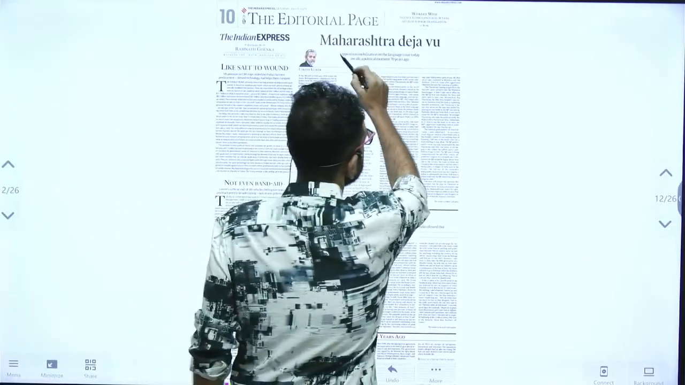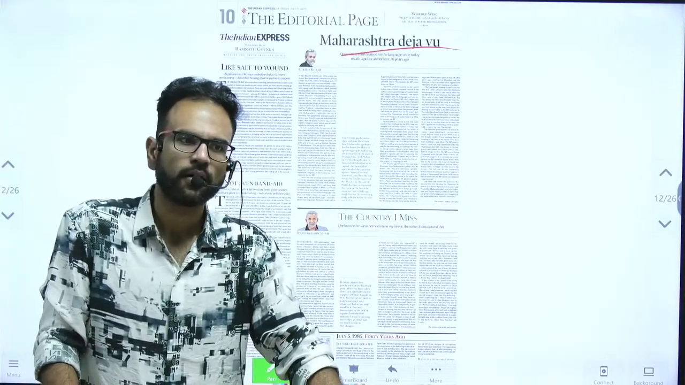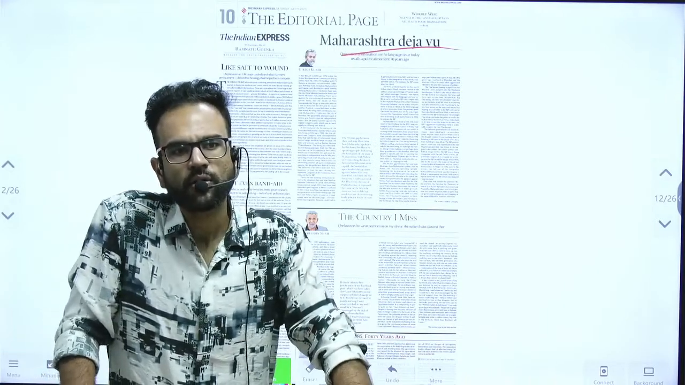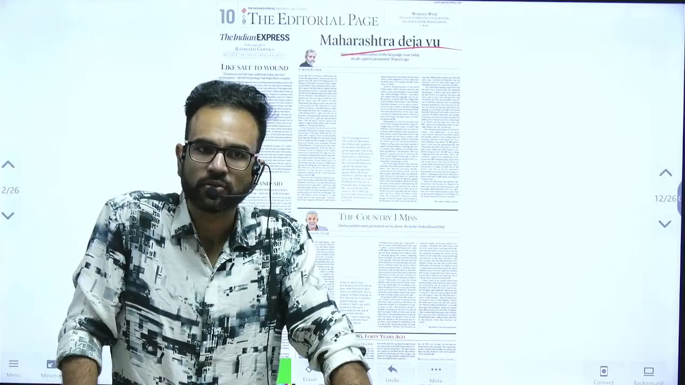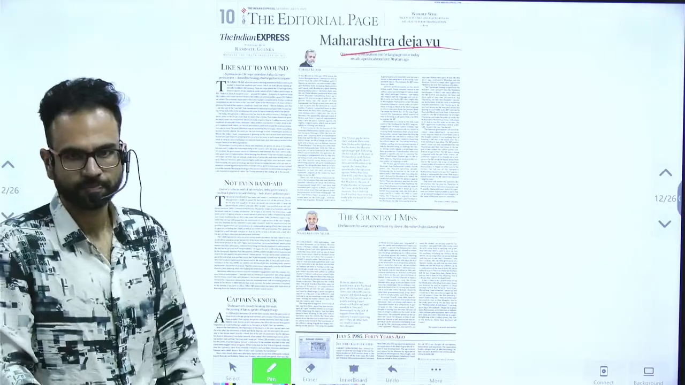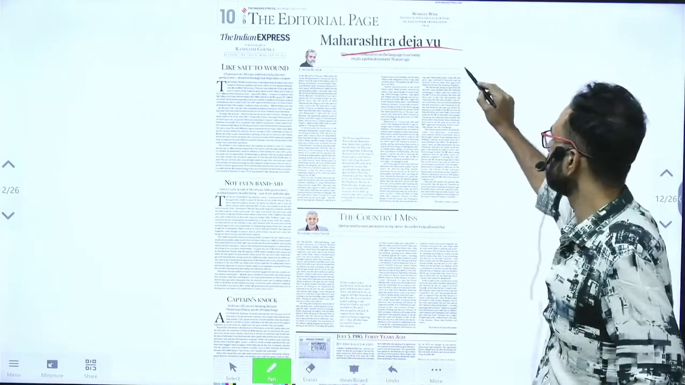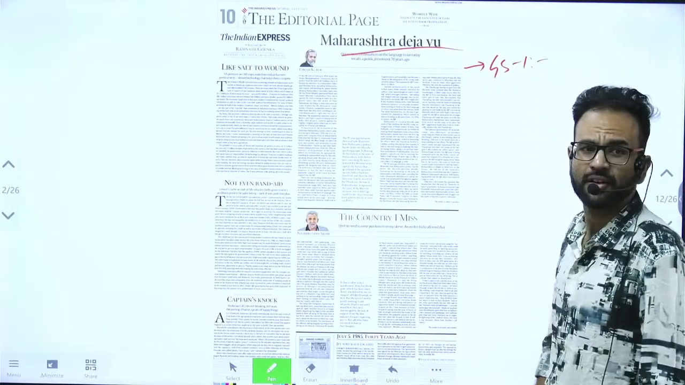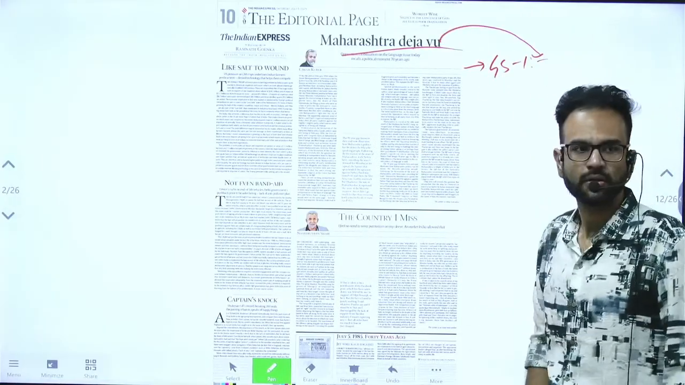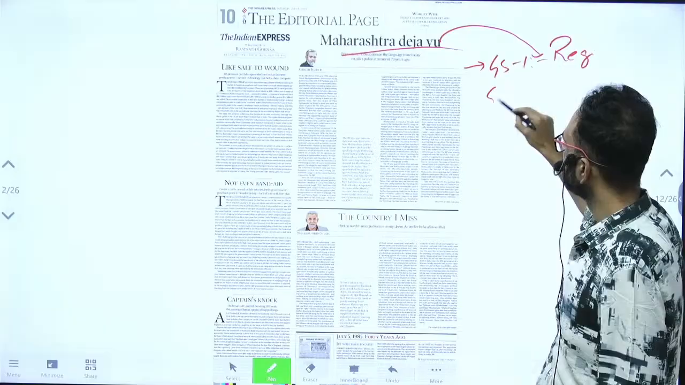Yeah, Maharashtra deja vu. This is about an incident that happened in Maharashtra where one of the local leaders went on to slap a local vendor who was not speaking in Marathi. Okay? The article context is this. Here you have to link it to two different areas. In GS1, which area? Which aspect can we link this issue to? Regionalism. There is something called Sons of the Soil theory.